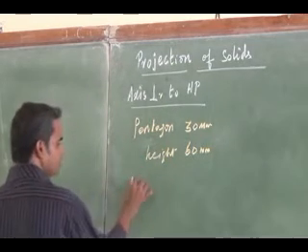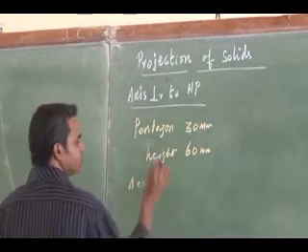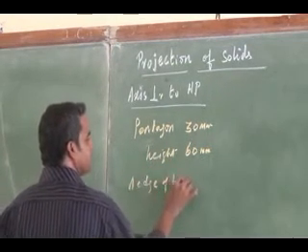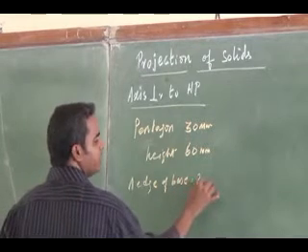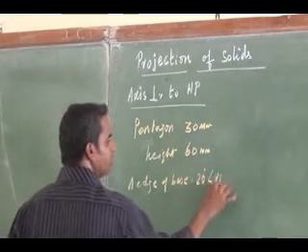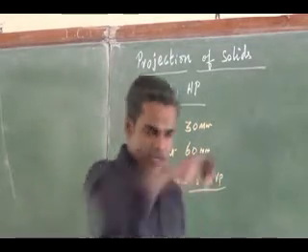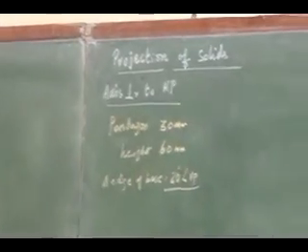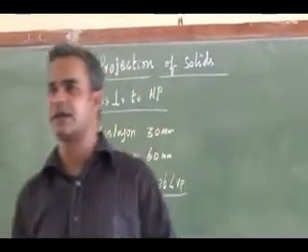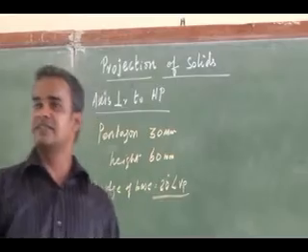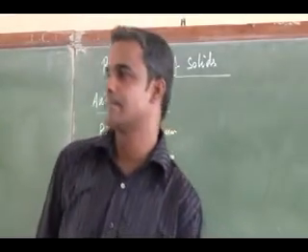See, the edge of the base is 20 degree inclined to VP. Okay, the edge is 20 degree inclined, but what about the axis here? How is the axis?